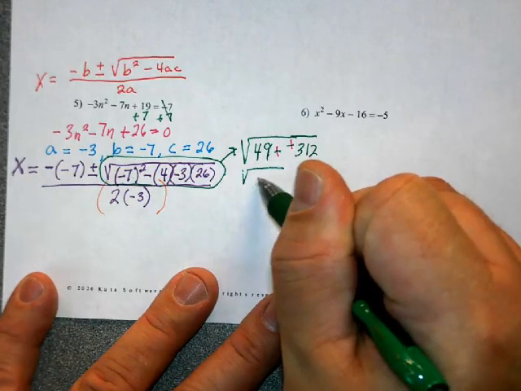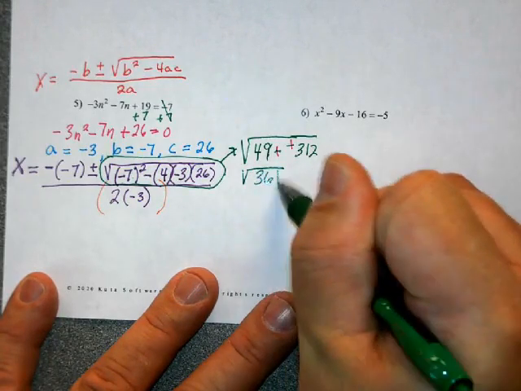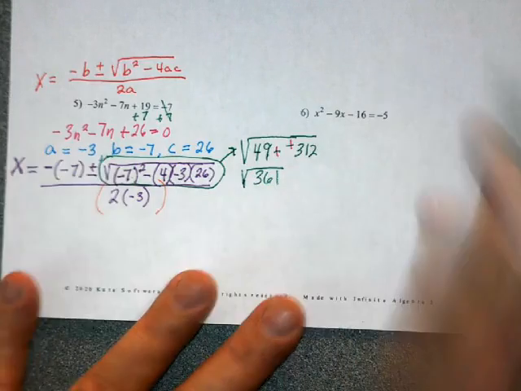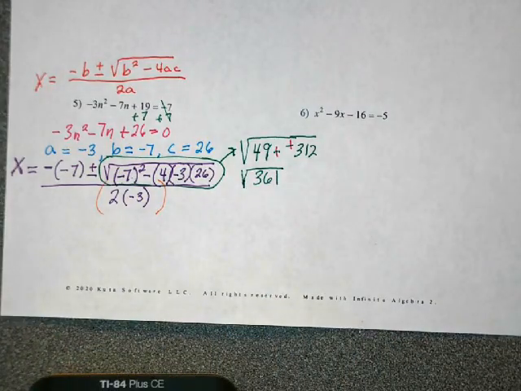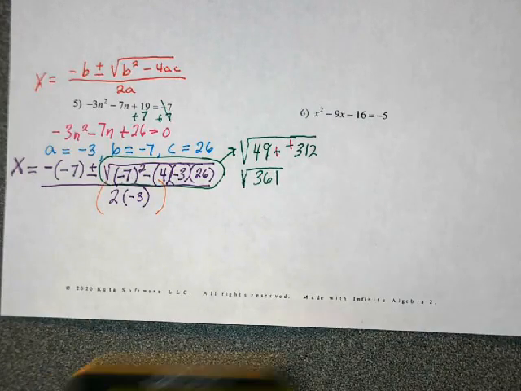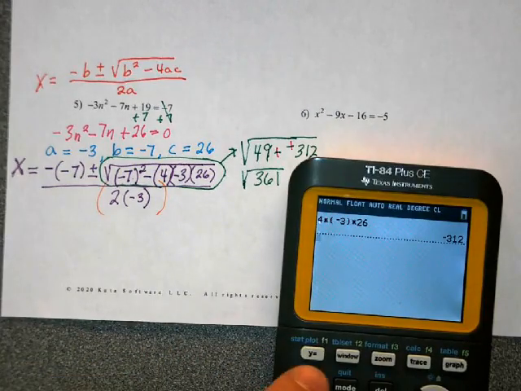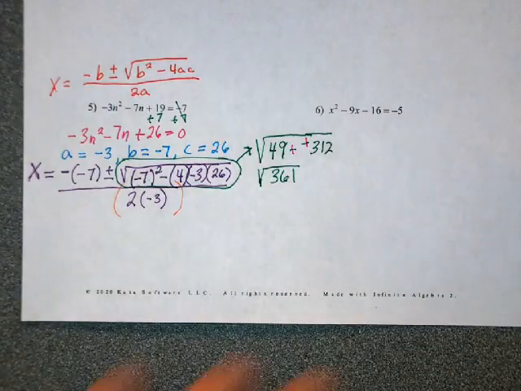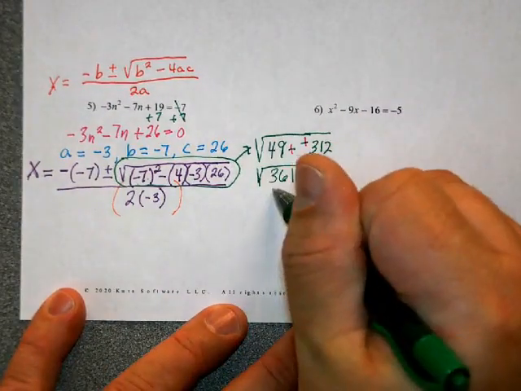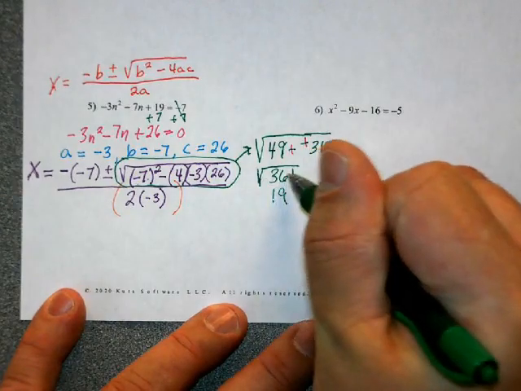361. That might be a perfect square. I'm going to check to see if it's a perfect square. Second, x squared, 361. And it is. It's 19. I thought it was a perfect square. So the square root of 361 is 19.